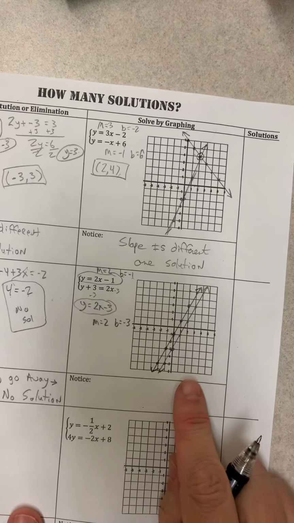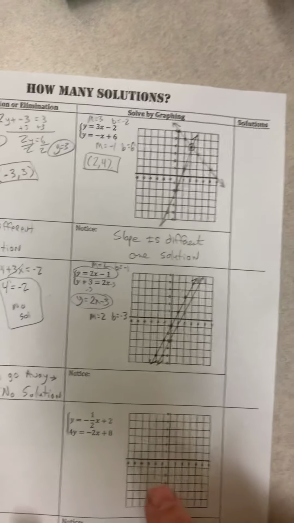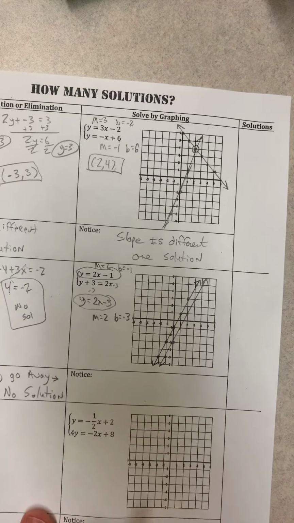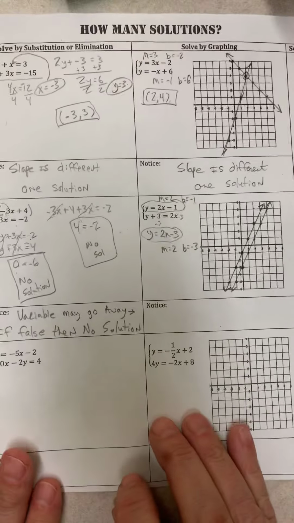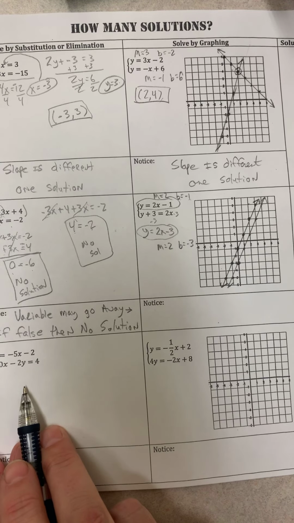And again, just like what we did graphically before, I can graph these lines. They may look parallel, but the determining factor was looking at the slopes to prove it. Last one here, solve by substitution or elimination. I'm going to go through elimination first.